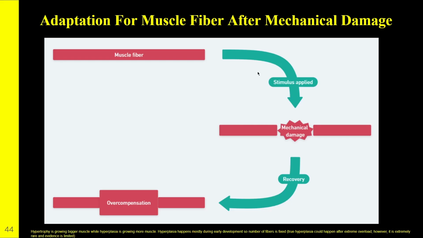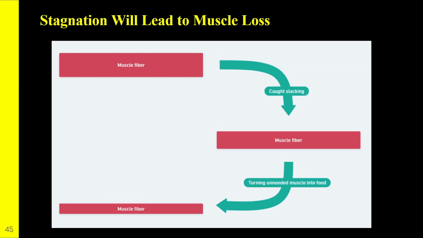We start by applying the stimulus to the muscle fiber, and because of that, there are going to be muscle tears and mechanical damage done to the muscle fiber. When we give it time to heal and recover, our body will make the muscle fiber wider and bigger. That is what we call overcompensation or supercompensation. When we stop training with enough intensity, our muscle fiber will shrink in size and lose strength.